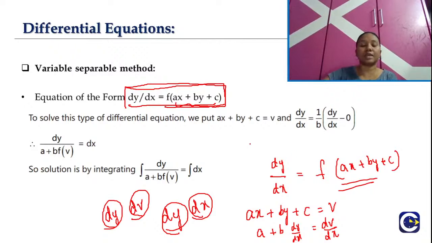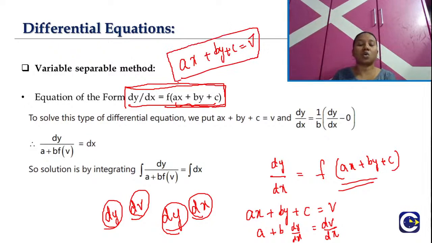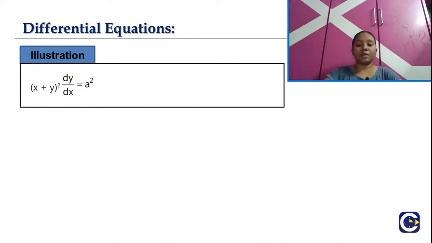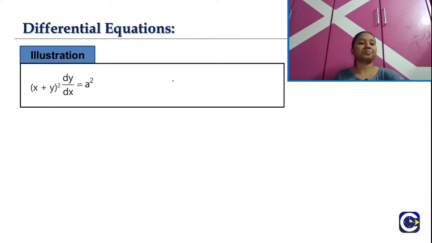So, the step which we have to remember in order to solve these types of differential equations is nothing but taking ax plus by plus c equal to v, and then we have to proceed accordingly and simplify it, in order to get the solution of this type of differential equation. So, let's understand this form of equation in a better way by doing a question here. First take a look over the question and try to understand it. Take 2 to 3 minutes and give it a try first, and then we'll discuss the question.